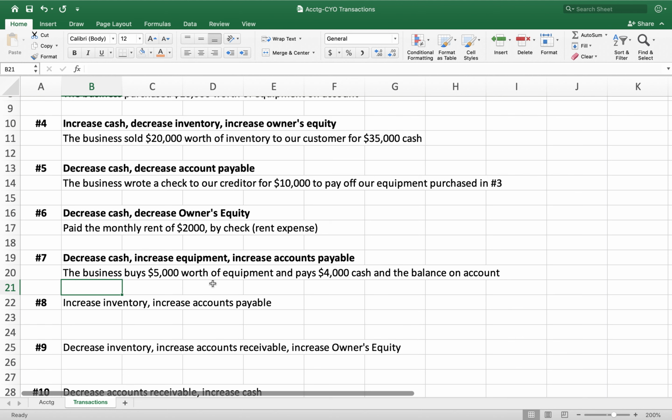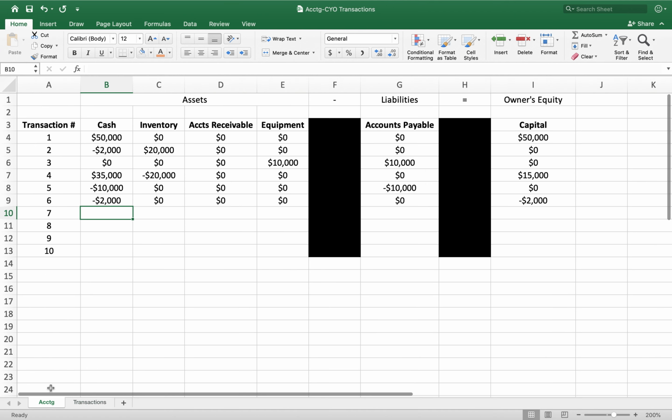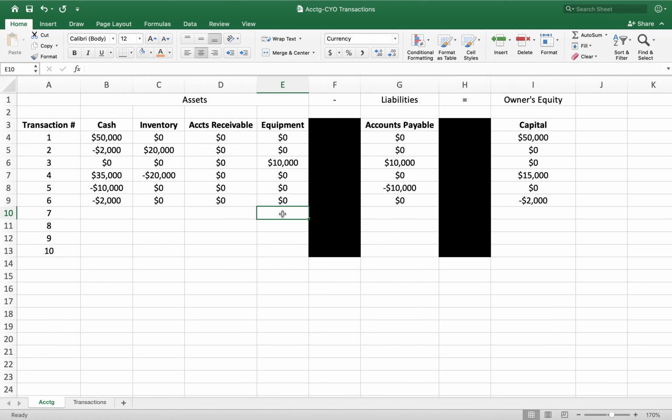So we gain $5,000 worth of equipment, increase equipment, pay $4,000 cash, decrease cash, and pay the balance on account. That's going to increase accounts payable by $1,000. So we gained equipment, we lost cash, and we borrowed the rest. And we will solve for capital. So 5,000 minus 4,000 is 1,000, minus 1,000 equals 0. And we're moving on to number 8.